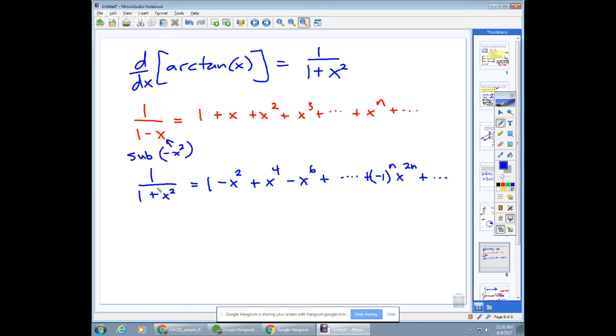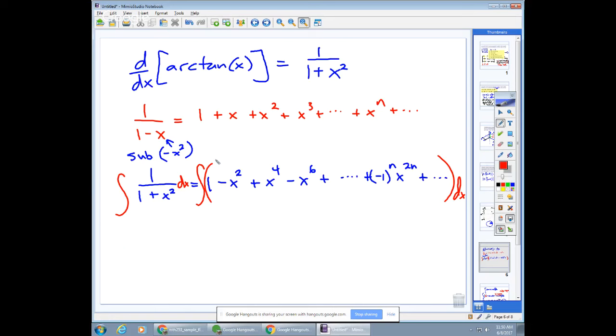All right, so then what do I do with this to get the arctan? Reverse the derivative, so I integrate. So if I integrate that, I can perform term-by-term integration provided it converges. Okay, the endpoints are always up in the air. But inside the interval, I'm okay.